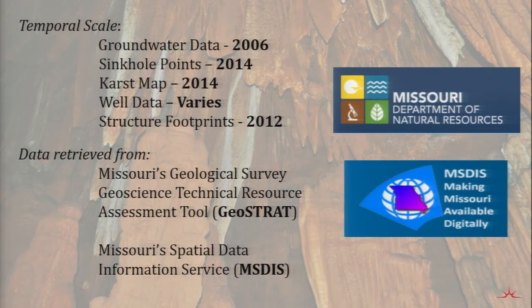Data-wise, since I did want to avoid using census data, I ran into some problems in finding data. It was a lot harder than I thought it was going to be. So I eventually had to email the University of Missouri and see if they had any databases that they could grant me access to or any links of other federal and or state government databases. They introduced me to MSDIS and GeoStrat, where I was able to find the building footprints, well data, sinkhole data, the Perry County outline, as well as the state of Missouri karst layer as well from USGS.